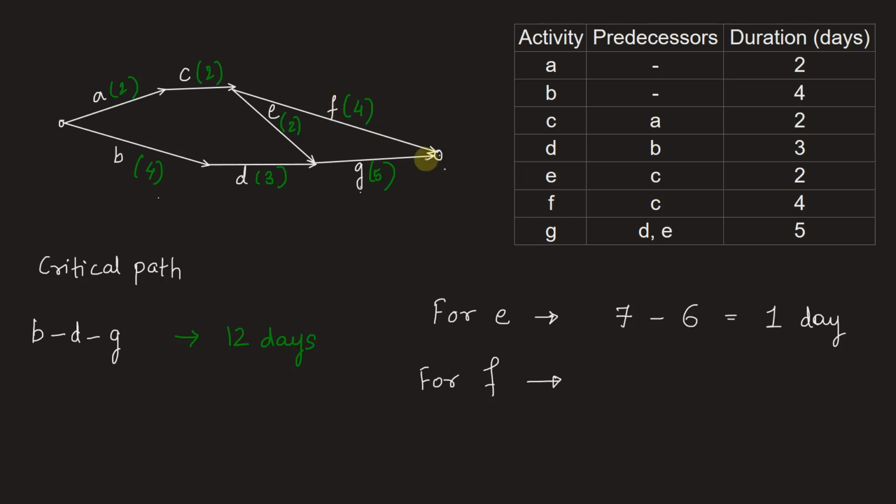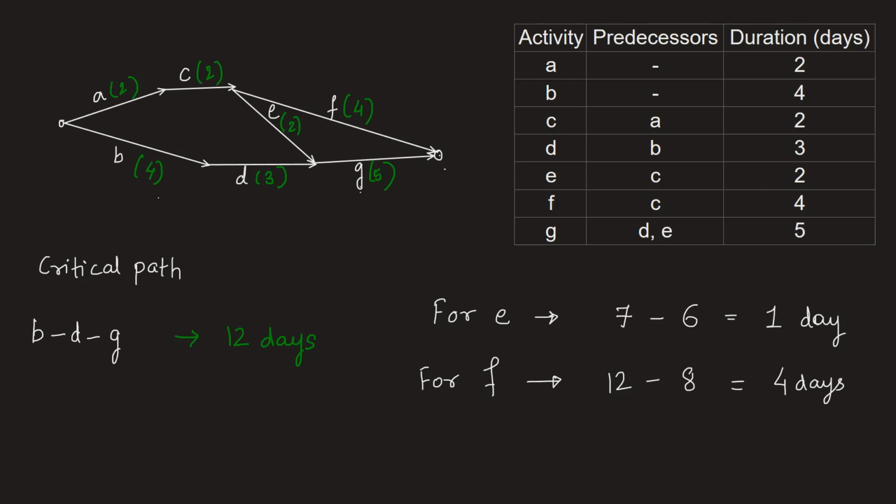Similarly, for activity F, we have the latest finish time. Clearly we can see F is the last activity, so it has to be 12 minus. What is the earliest finish time? Earliest finish time is 2 plus 2, 4 plus 4, 8 days. So 12 minus 8 gives us 4 days. We have the float of activities E and F as 1 and 4 days respectively.